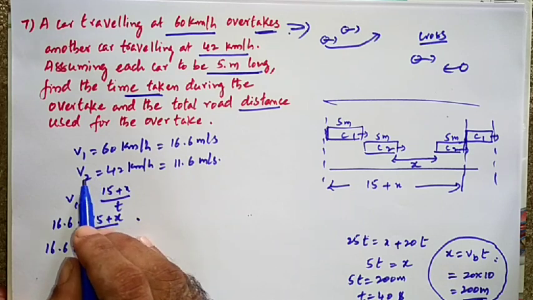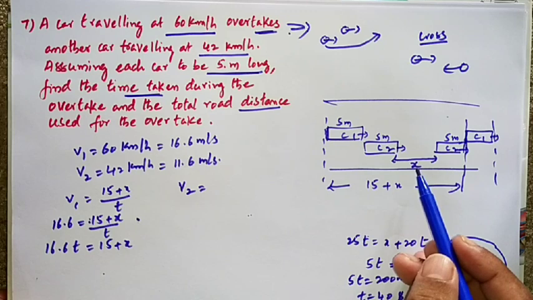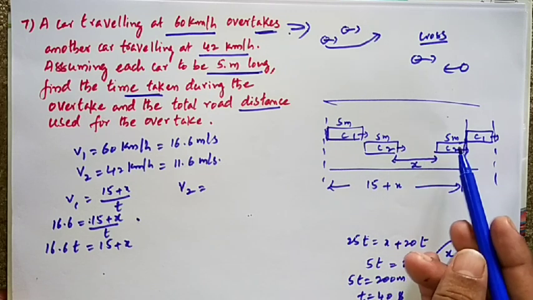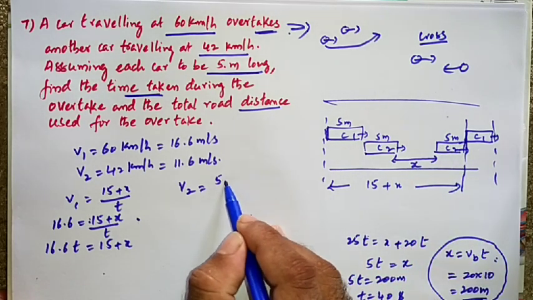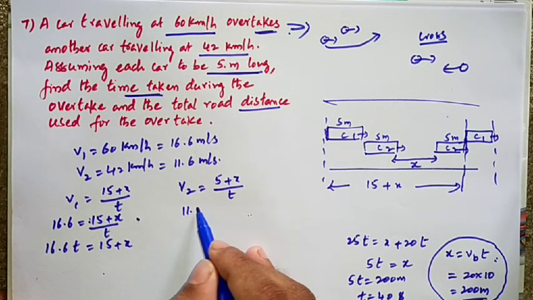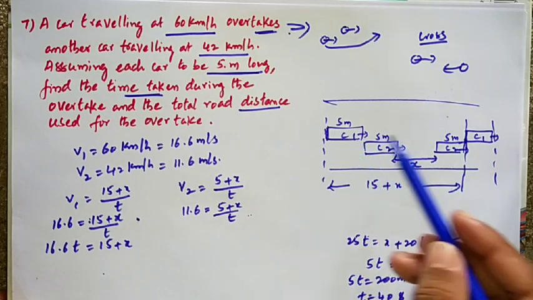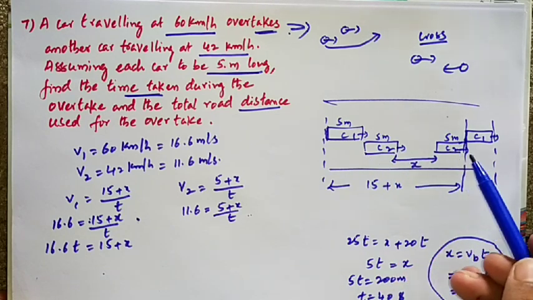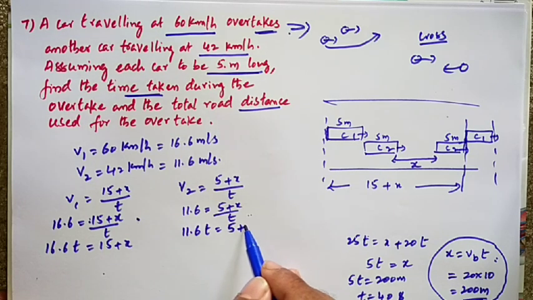Similarly, the speed of car 2, V2, is equal to the distance traveled by it divided by time. How much distance has it traveled? 5 plus X. This point covers X plus 5. So that is (5 plus X) by t. In the same time it also traveled. Now V2 is 11.6 is equal to (5 plus X) by t. Here both the cars take the same time. There is no time gap before they start. So 11.6 into t is equal to 5 plus X.